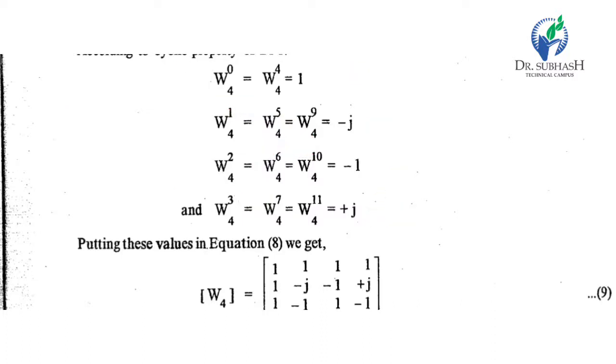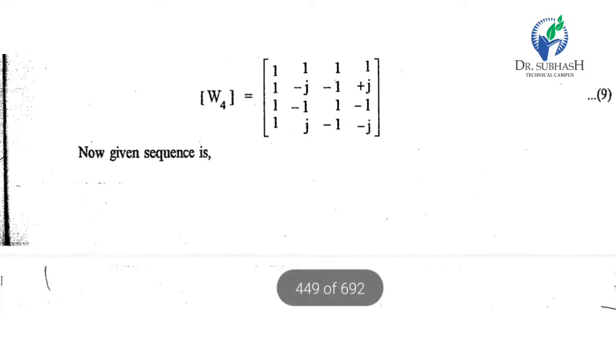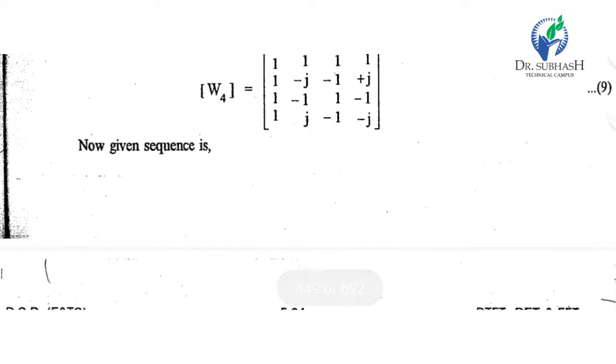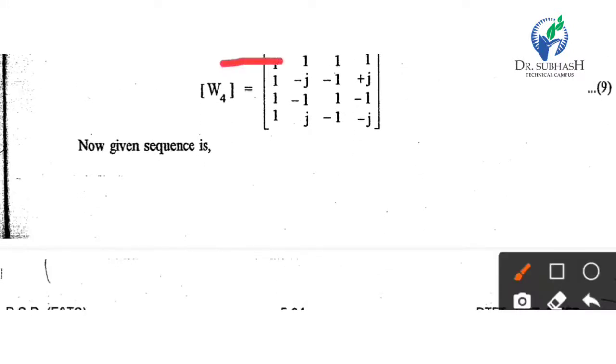Now we have to put all the values in our matrix. So W4 raised to 0 is equal to 1, and all 1. After that minus j, minus 1, plus j.